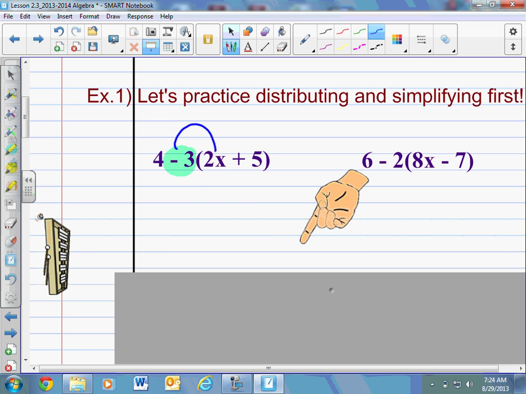Negative 3 times 2 is negative 6x. Negative 3 times 5 is negative 15. Gotta be careful with the negative signs. And then I'm gonna rewrite the 4 here.